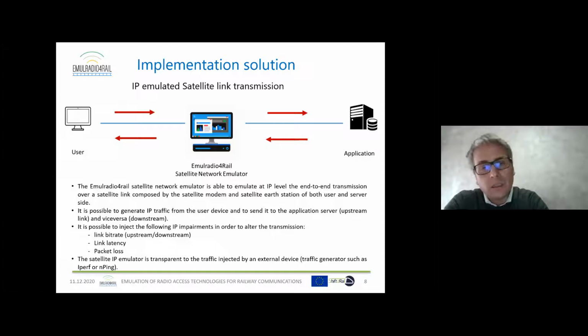according to the main IP impairments known in the literature: link bitrate, of course, in upstream and downstream, the link latency, and the packet loss. We would like to underline that the satellite IP emulator is transparent to the traffic injected by external devices. In this way, we can use a traffic generator such as a command line one, for example Iperf or anything, or we can include another kind of traffic generator with an external device.